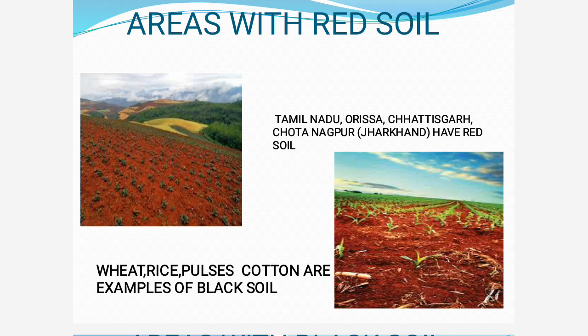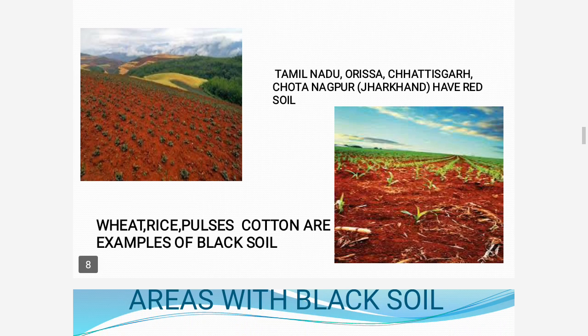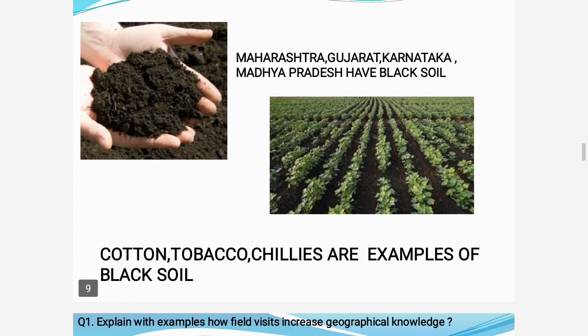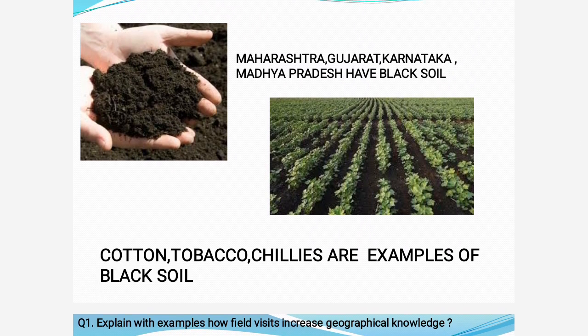And examples of crops in red soil are wheat, rice, pulses, cotton. Now let's begin with black soil. In black soil, different types of crops are grown compared to red soil. Field visit gives us a conclusion about the practical knowledge of the soil. States like Maharashtra, Gujarat, Karnataka, Madhya Pradesh have black soil. And examples are cotton, tobacco, chilies. These are some crops which grow in black soil.